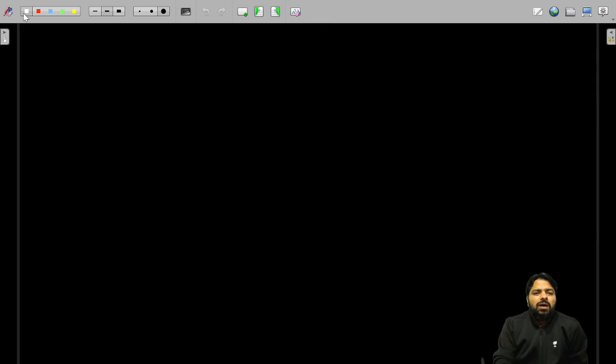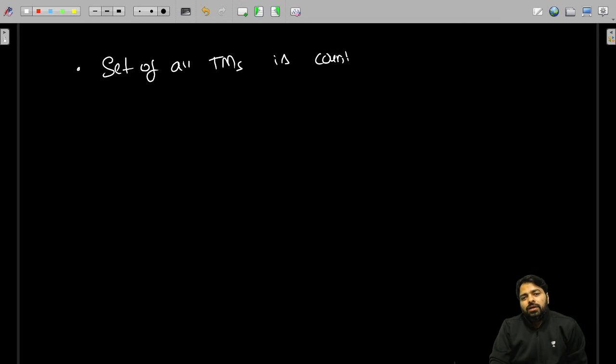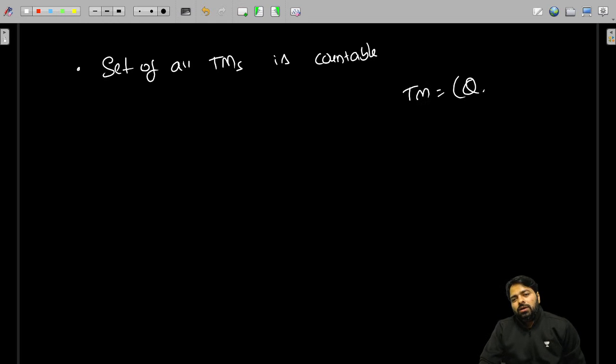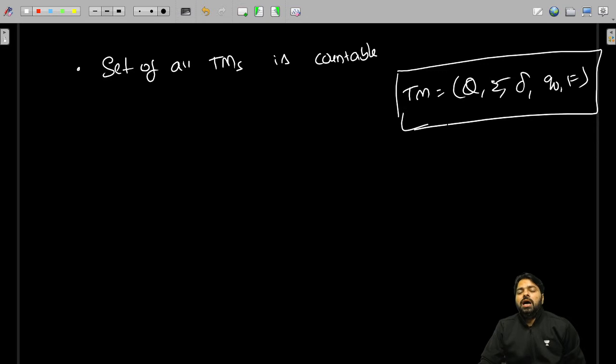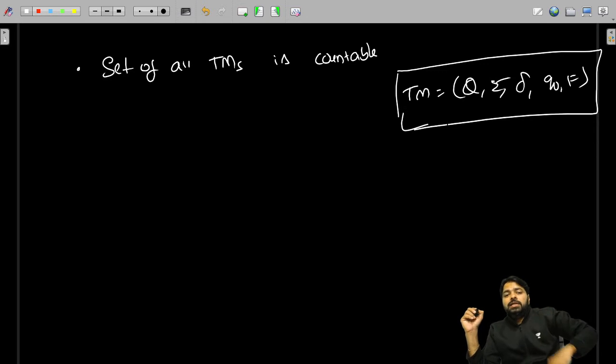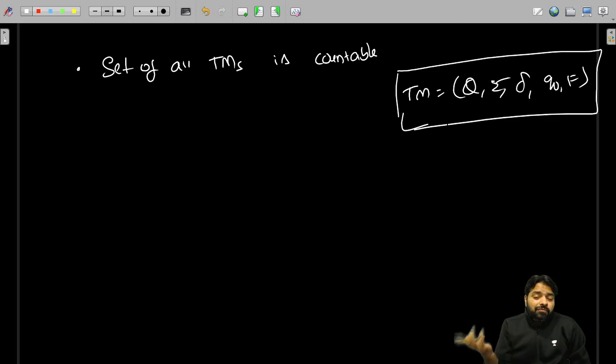Okay, first thing is you must know that the set of all Turing machines for the given configuration is countable. Because for any Turing machine we will have a Q, sigma, right? A Turing machine is equal to Q, sigma, delta, Q naught, F. For this configuration, you can easily design the set of Turing machines, and the set of DFAs, set of PDAs, they are all countable, guys. Definitely.